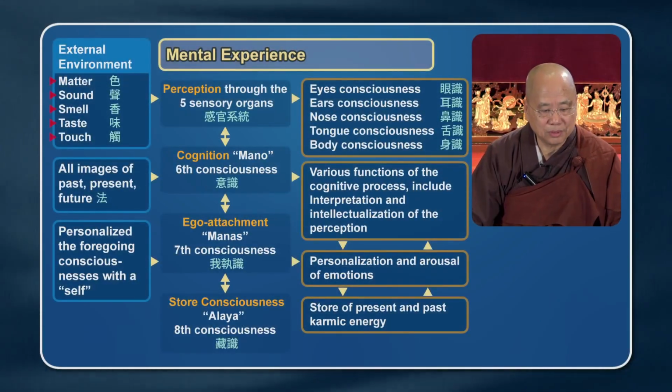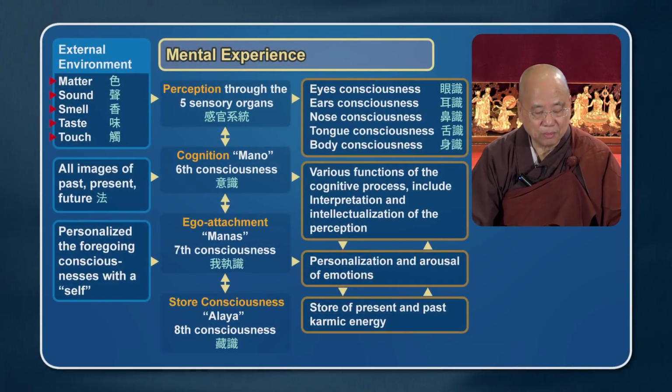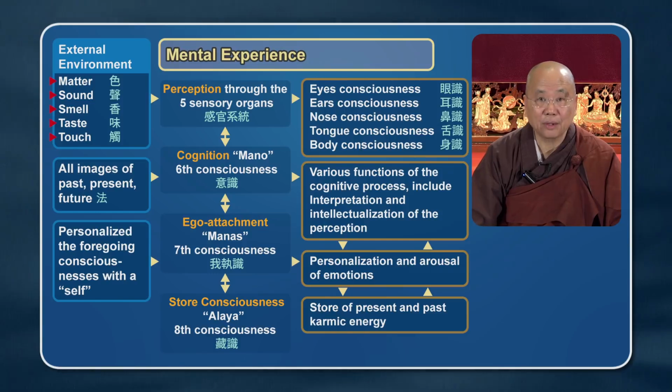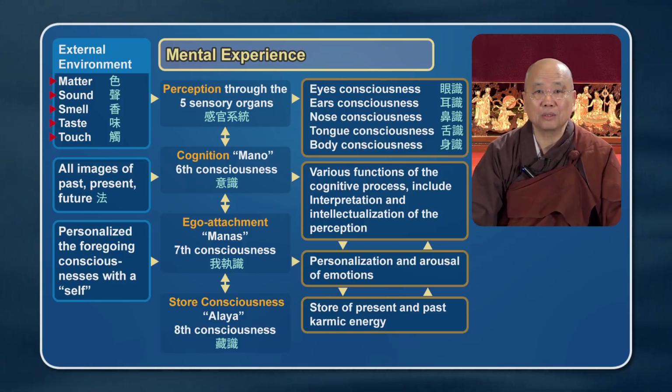Today we continue with verses summarizing the parameters of the 8 consciousnesses. And to review very briefly again, what's our mental experience? Our external environment is composed of matter, sound, smell, taste, and touch.